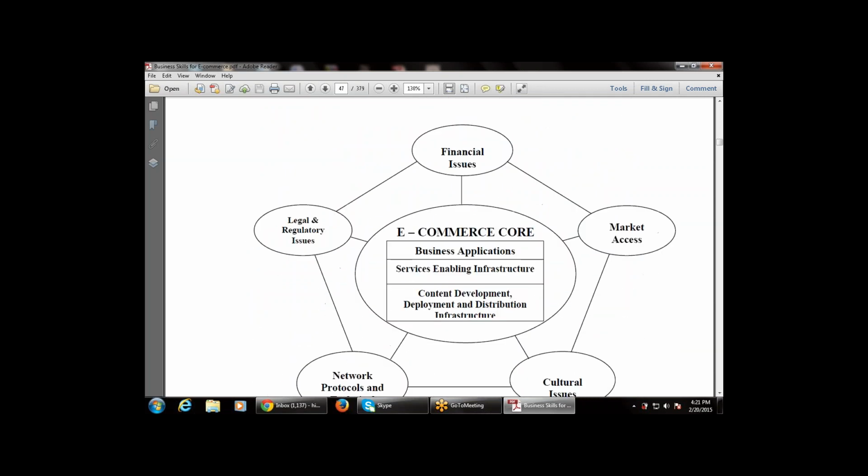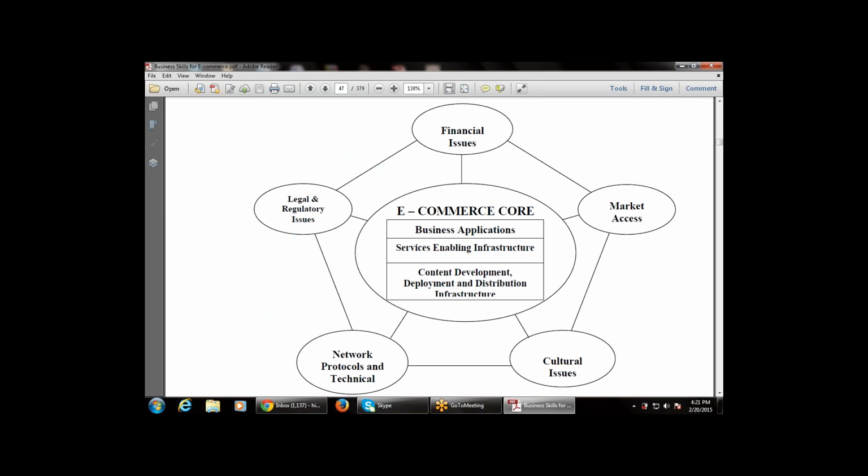Then we have studied what the e-commerce infrastructure is. We discussed these layers, that is the e-commerce core, in the last class. So this is the infrastructure for e-commerce. First of all, there are financial issues. In between, there is the e-commerce core. Then there are different layers in the e-commerce core: business applications, service-enabling infrastructure, content development, deployment, and distribution infrastructure.